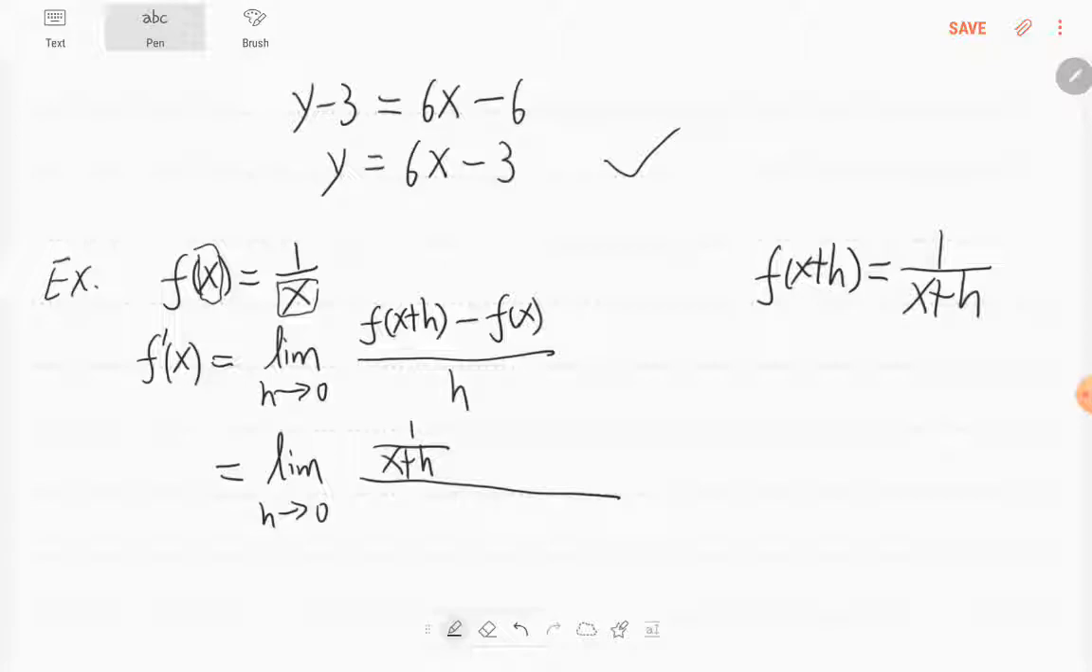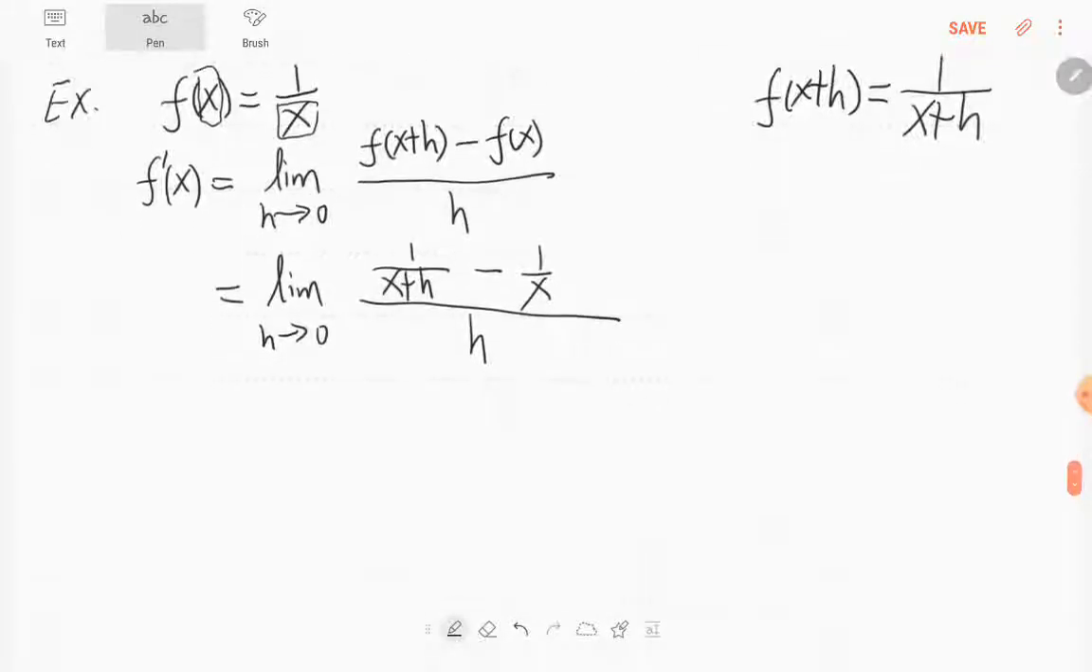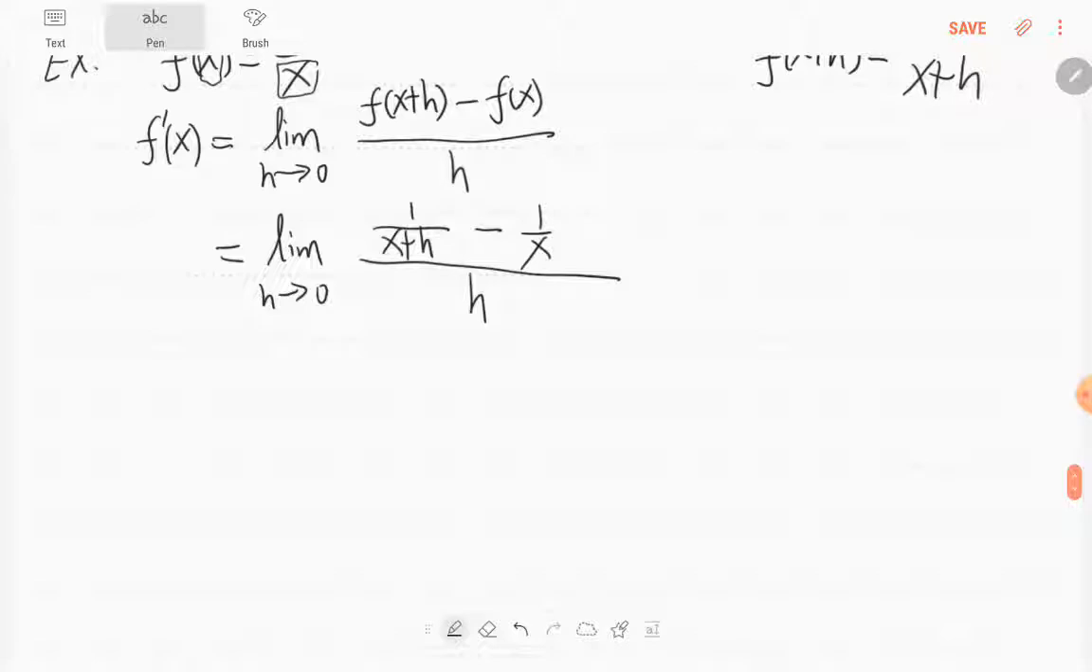You need to replace the position of x, right? Replace the position of this box. So minus f of x, which is 1 over x, divided by h. If you plug in 0 for h, you will still have 0 over 0 form. So this is called an undetermined form, so you need to modify.